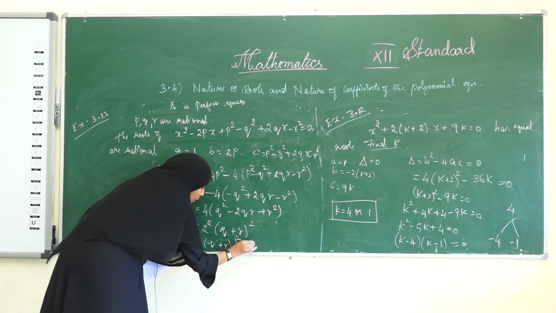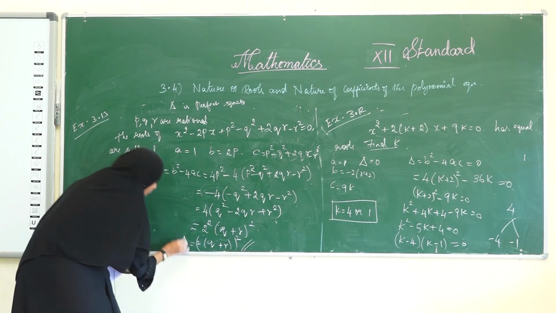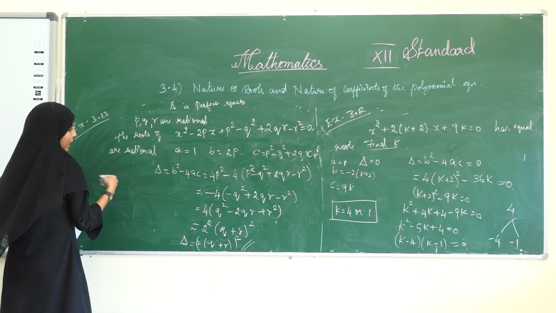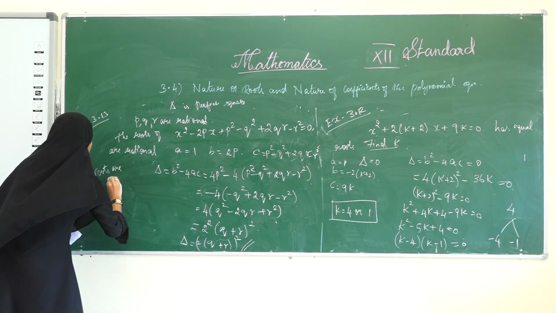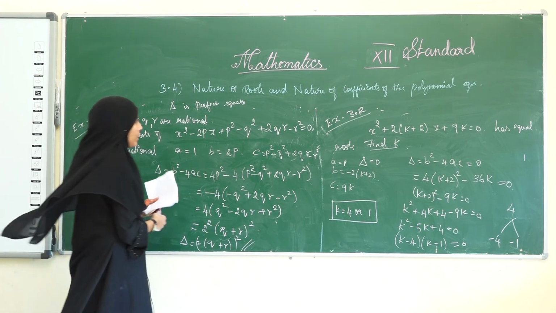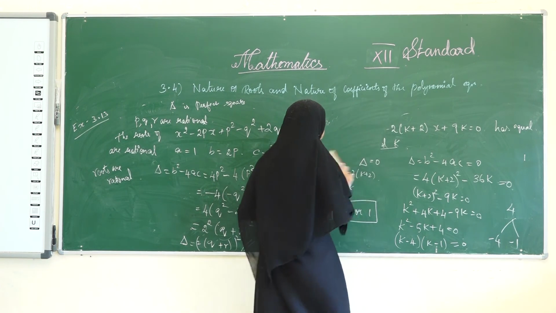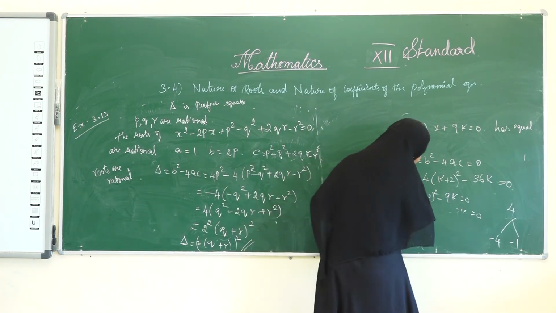Since this is a perfect square, the value of del is a perfect square, so we can say that the roots are rational. Okay, we have proven this example. The last one, that is 3.5.